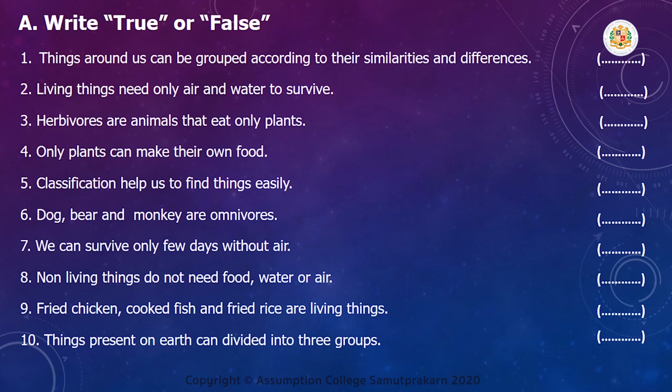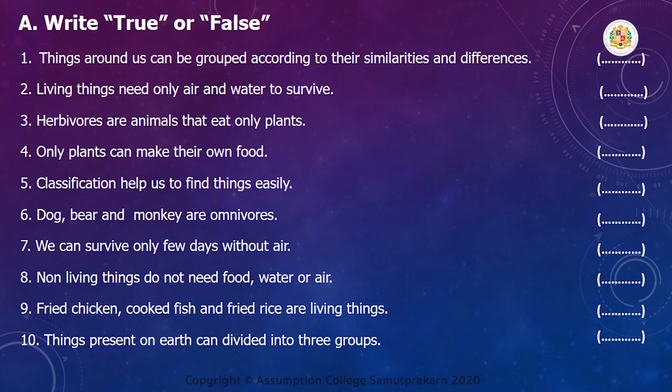Things around us can be grouped according to their similarities and differences. I will read each question two times. Number 1. Things around us can be grouped according to their similarities and differences. True or false? Number 2. Living things need only air and water to survive. Number 2. Living things need only air and water to survive.